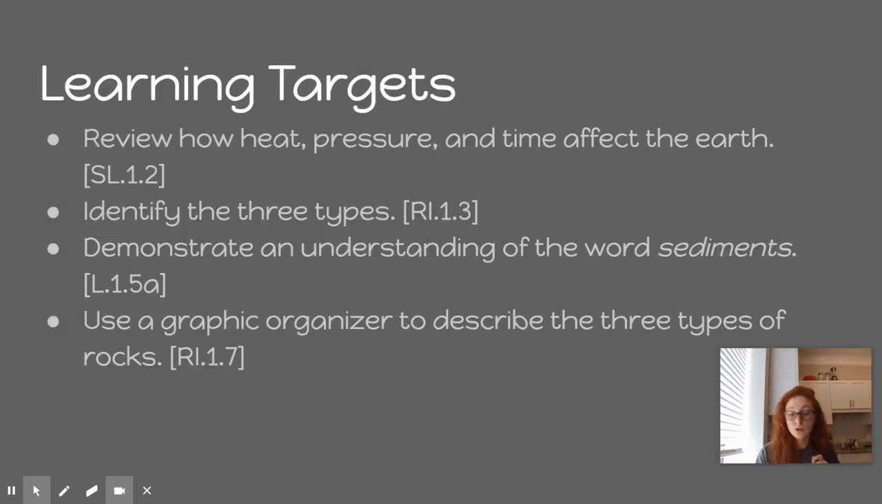Okay. All right, let's make sure that we hit all of our learning targets. Did we talk about how heat, pressure, and time affect the Earth? Absolutely. Did we identify the 3 different types of rock? Yeah, we did. What were they? We had igneous, sedimentary, and metamorphic. Did we talk about the word sediments?